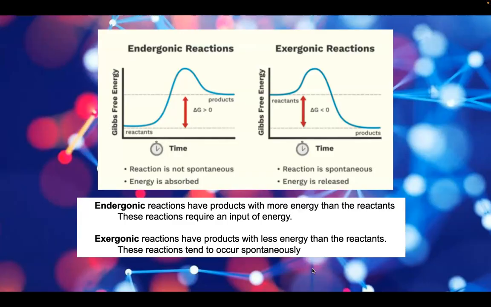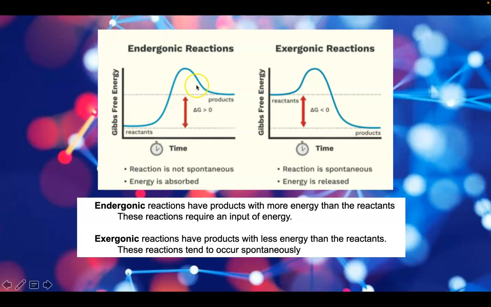Okay, so on the topic of reactions, we've got endergonic reactions and exergonic reactions. You remember that endergonic reactions have products with more energy than the reactants. These reactions require an input of energy. Exergonic reactions have products with less energy than the reactants. These reactions tend to occur spontaneously. So really what we're saying is, endergonic reactions, you have to put energy in to make them happen. Exergonic reactions, you don't have to supply any energy because they're going to make it.